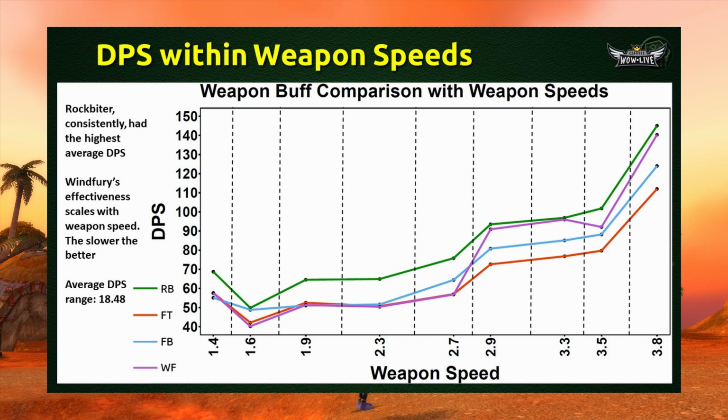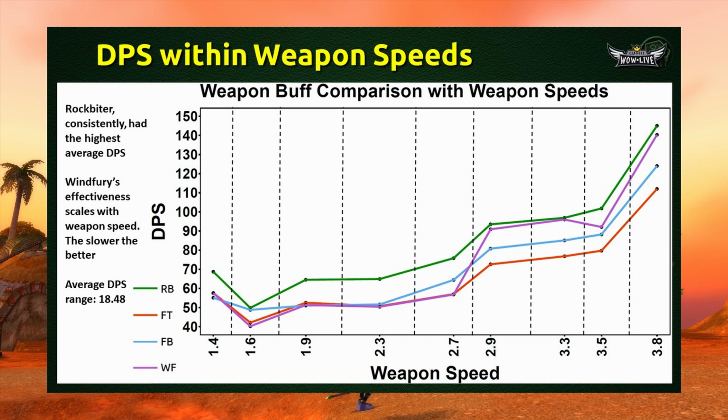And there could be a lot of credence to the idea that the slower the weapon, the more impactful Wind Fury could be because of the huge variance in attack damage that can occur with Wind Fury weapon procs. Remember, the slower the weapon speed, the higher the top end. So if you are Wind Fury proccing, the ability to do a lot of damage occurs with slower weapons with Wind Fury.